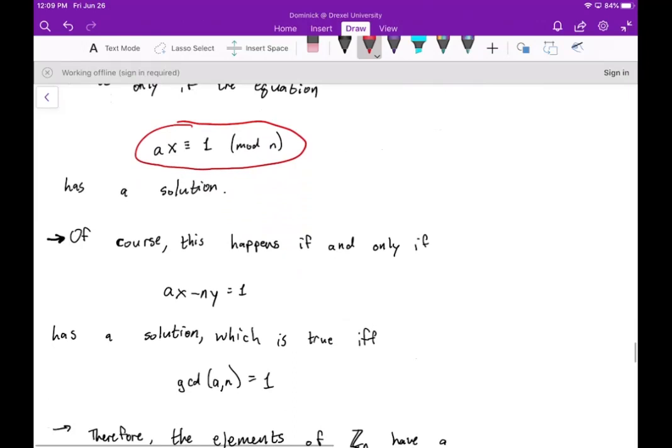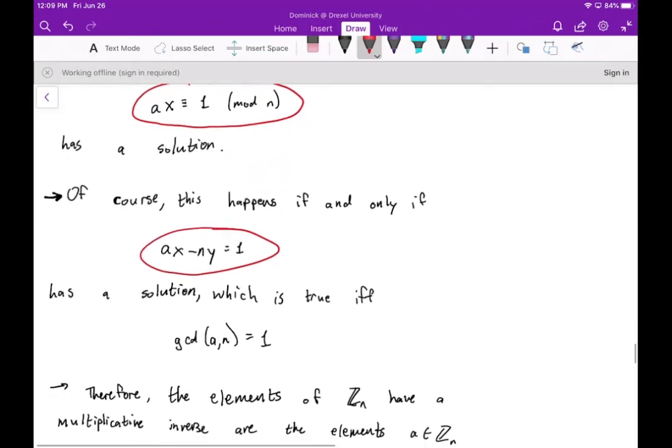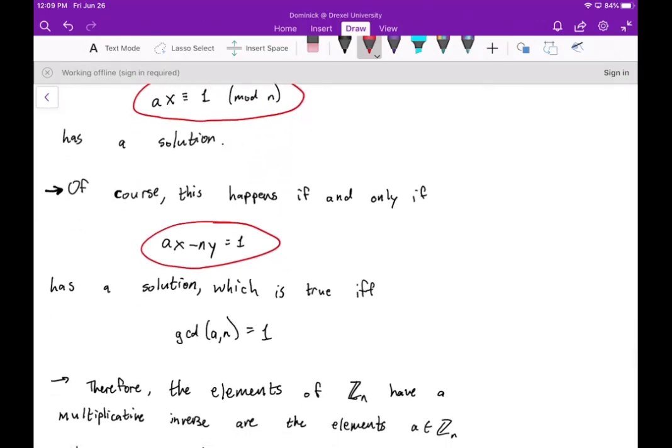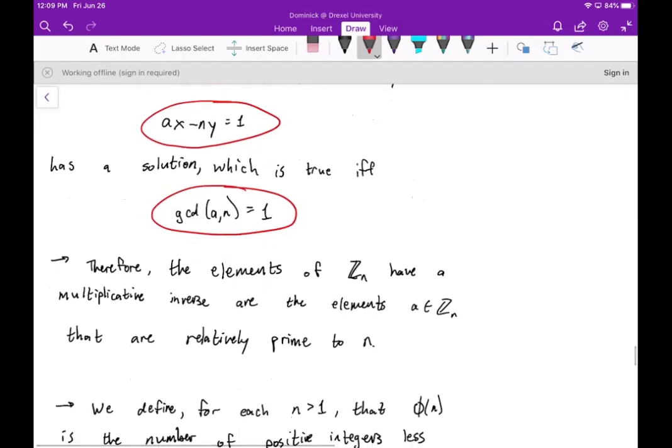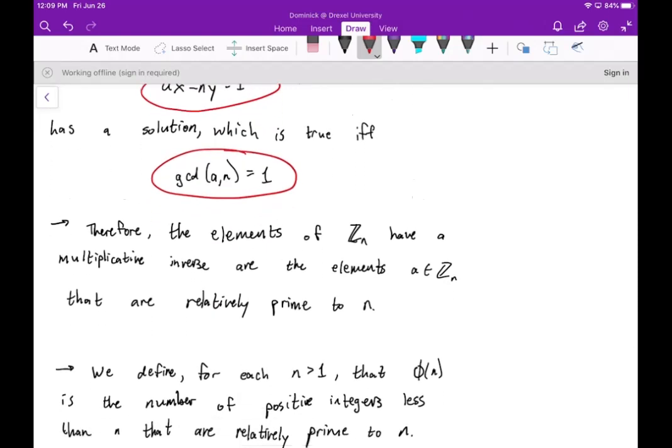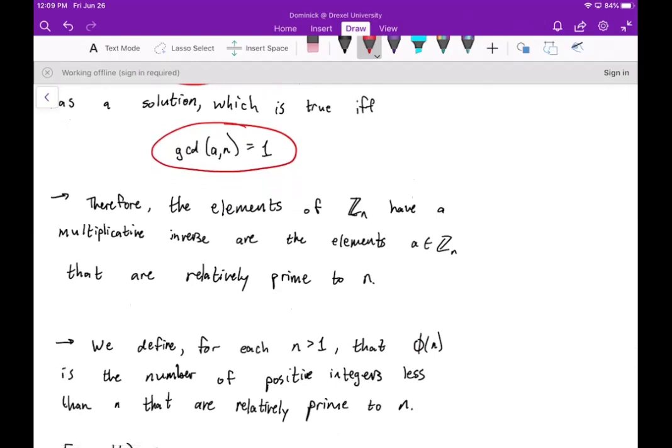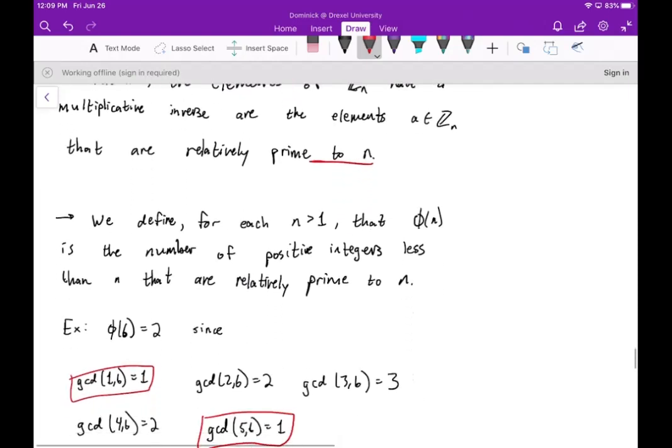So we want to find a particular x such that this is true. Now, of course, this only happens if ax minus n times y is equal to 1 has a solution, which of course is only true if a and n are relatively prime, where the GCD of a and n is equal to 1, right? So the elements a of Zn that have a multiplicative inverse are the elements relatively prime to the modulus n, okay? So what we do with Euler's phi function is for each positive n that's greater than 1, phi of n is the number of positive integers less than n that are relatively prime to n, right?